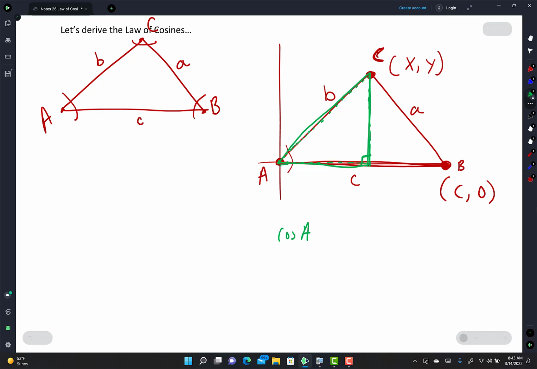So this adjacent, this distance here that I'm making bold, isn't that just some x value? Like this specific x value? So cosine A is x over, and what's my hypotenuse? What letter do they have? B. Does that make sense to you guys? Yeah. And because I probably am going to use the x in a little bit, I'm going to write x equals b cosine A.